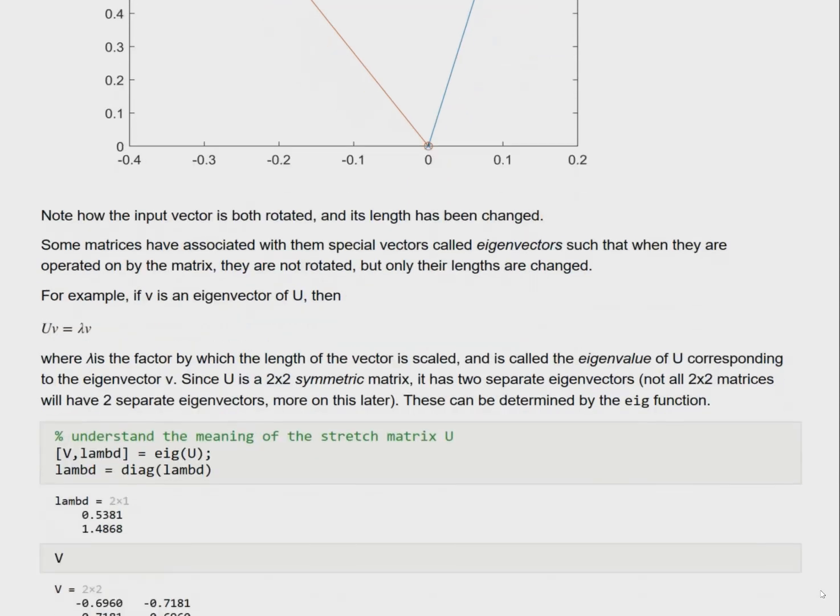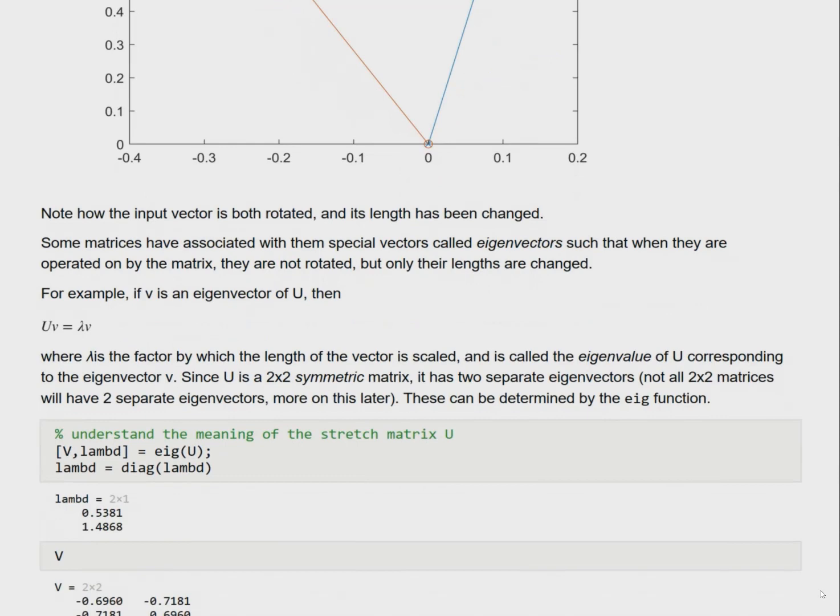For example, if v is an eigenvector of U, then U times v is simply lambda times v, a scalar times v. So v is not being rotated, but its length is being changed by the factor lambda. And that factor lambda is called the eigenvalue. Since U is a 2 by 2 symmetric matrix, it has two separate eigenvalues. This is not true of all 2 by 2 matrices. U has two separate eigenvectors because it's a symmetric matrix.